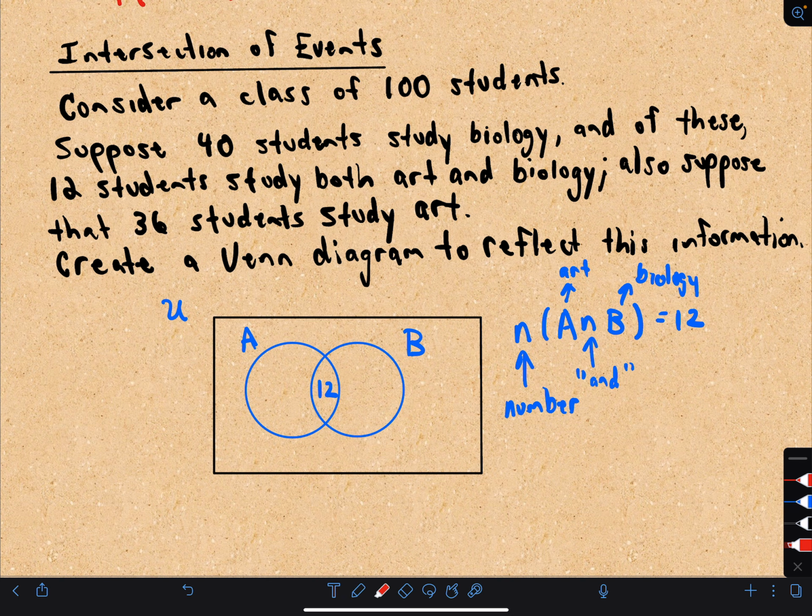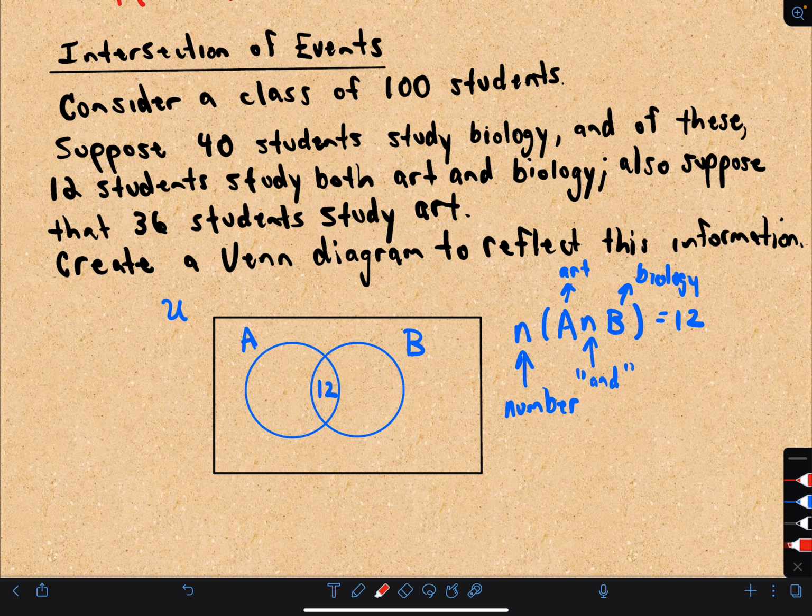So if we look at, for example, the part of the circle that I have shaded here, this is going to represent the students that do art only. Because if they included this part, well, that means they also study biology because they're in the biology circle. So this shaded part on the left, those are going to be the students that do art only. Well, let's see if we can figure out the number of students that do that.